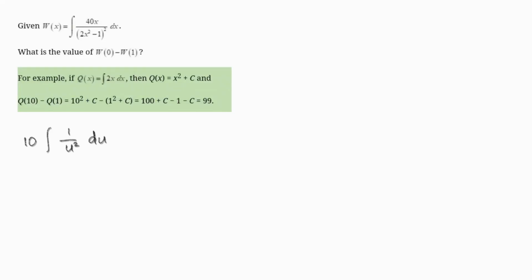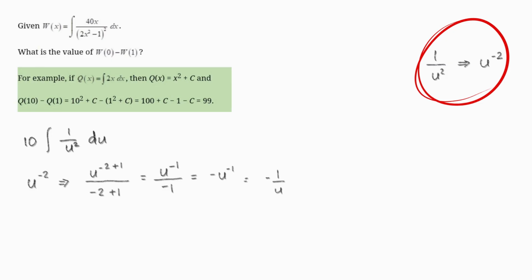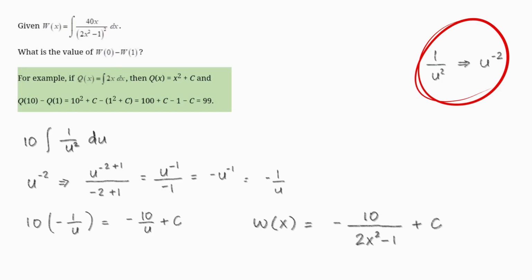Next, we integrate 10 times the integral of 1 over u squared, du. Remember that 1 over u squared is just u to the power of negative 2. Using the power rule, u to the power of negative 2 becomes negative 1 over u. Don't forget the constant, 10, so our integration equals negative 10 over u plus c. Now, let's substitute our x value back into the function. W of x equals negative 10 over 2x squared minus 1 plus c.